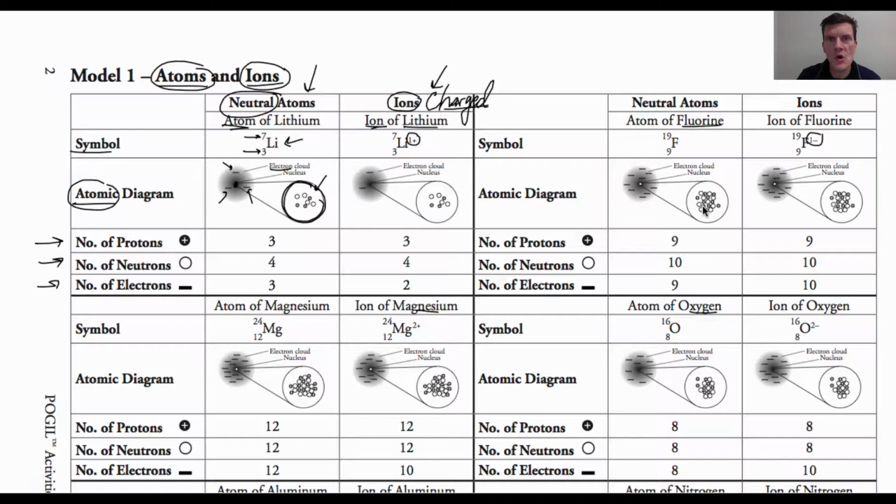They're just driving home the idea that when you change the number of electrons, which can change, you're not changing the element. You're only making it a charged particle. So the same thing is true for fluorine, oxygen, magnesium, aluminum, and nitrogen. It's going to have the same number of protons for both the atom and the ion, same number of neutrons for the atom and the ion. It's going to be the number of electrons that are different. In this case, we've got 1, 2, 3, 4, 5, 6, 7, 8, 9. Here, 1, 2, 3, 4, 5, 6, 7, 8, 9, 10.